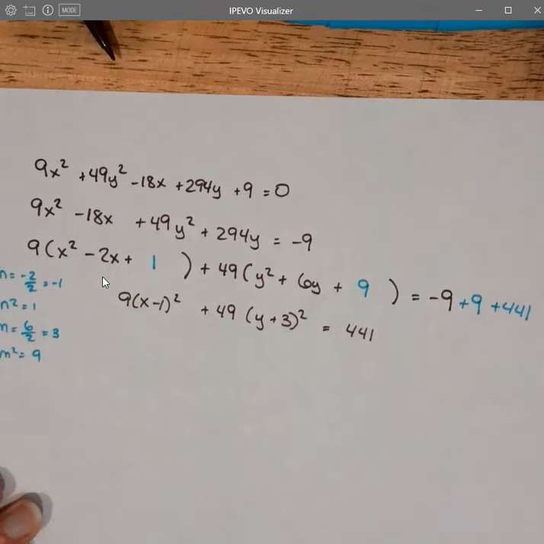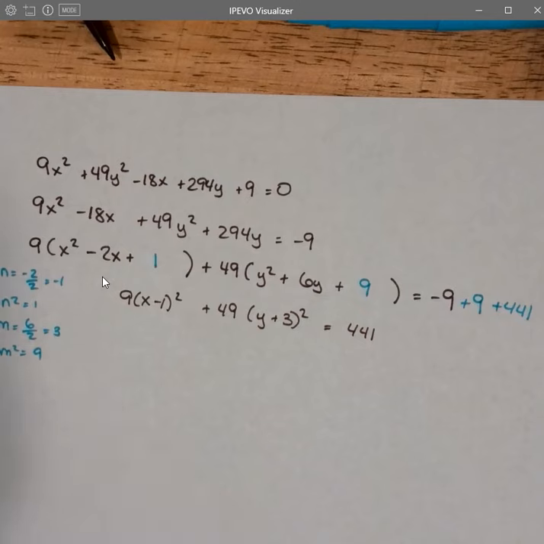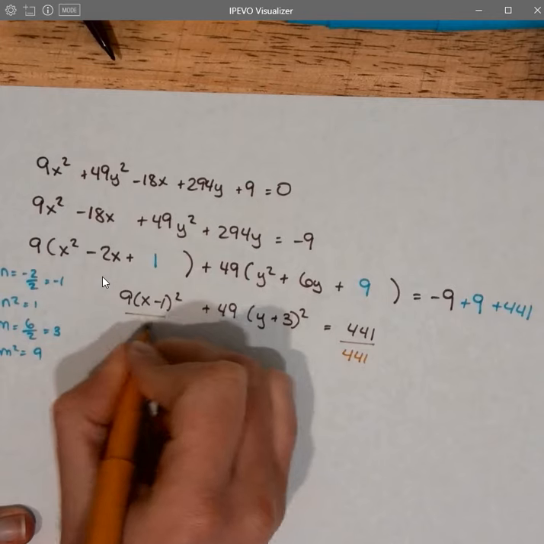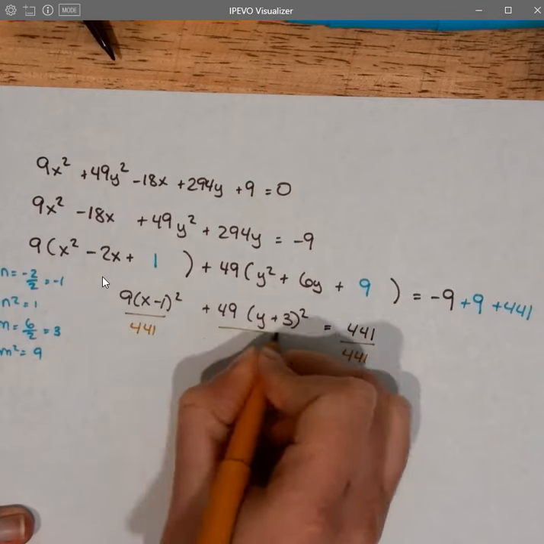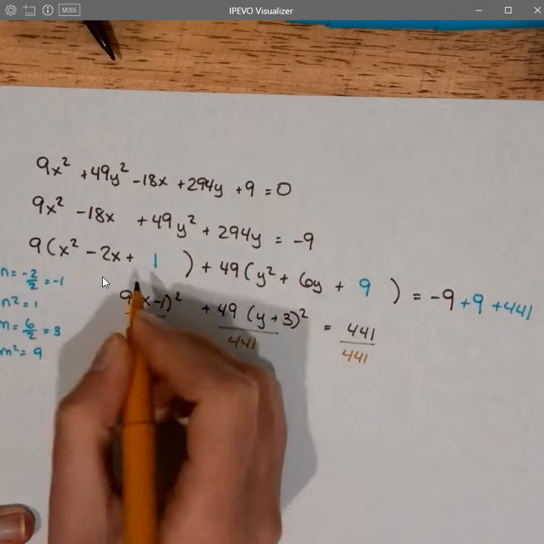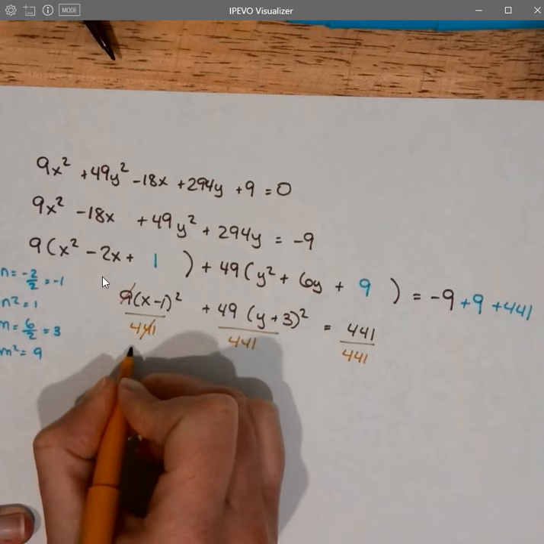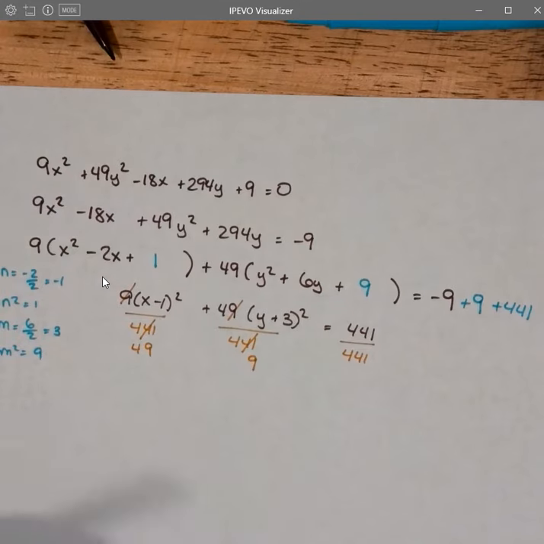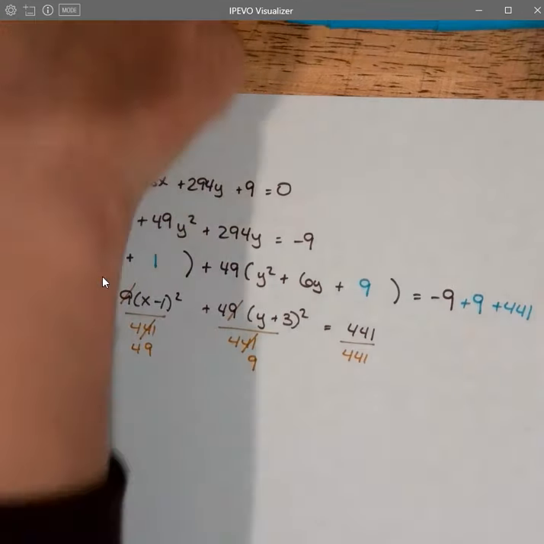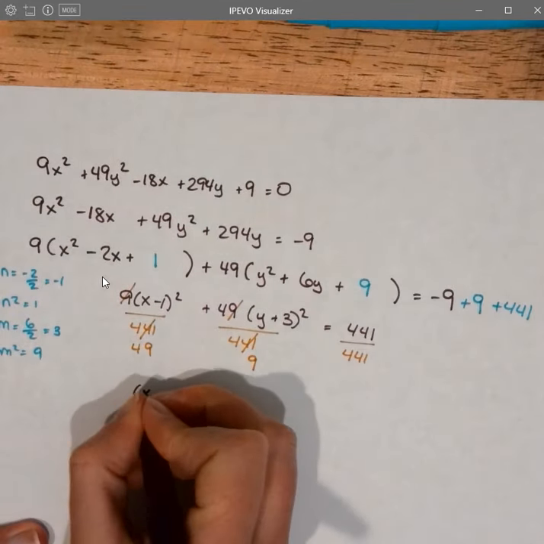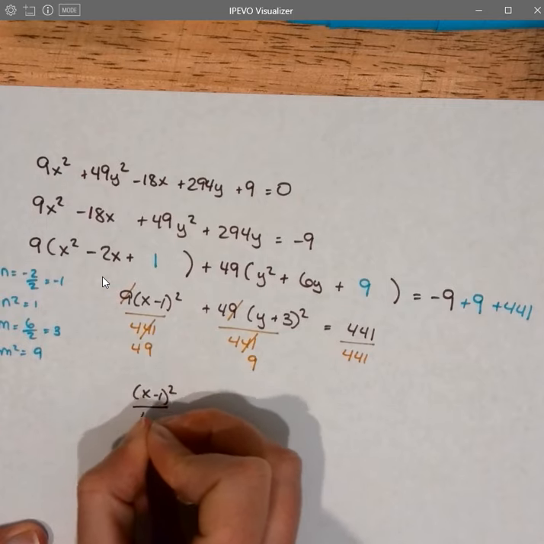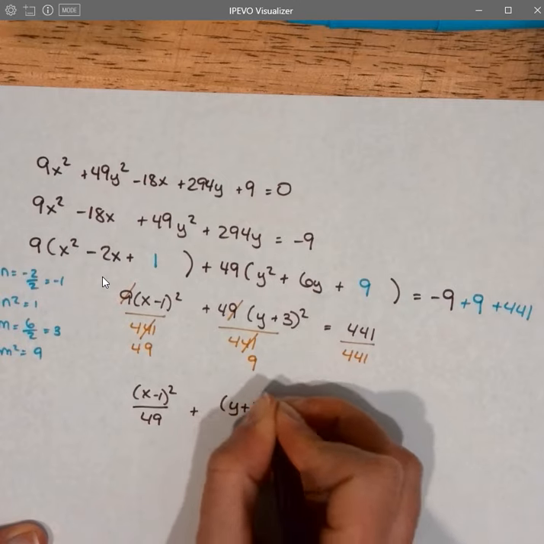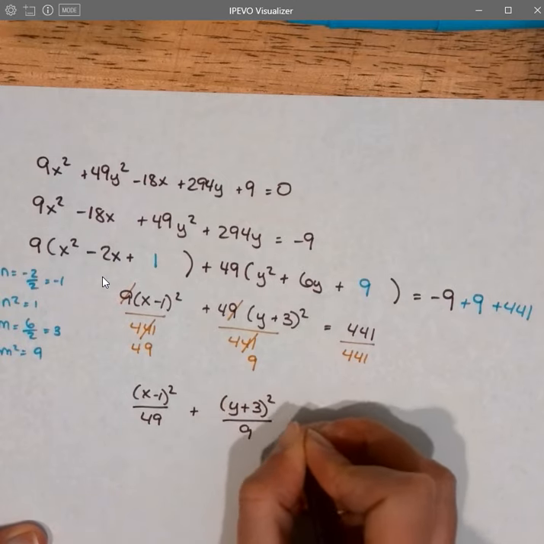Okay, so for our ellipse, we know that we want to have this equal to 1, so we're going to divide everything by the 441. And then we're going to reduce. So 9 into 441 is 49. 49 into 441 is 9. Alright, so we have x minus 1 squared over 49 plus y plus 3 squared over 9 equals 1.